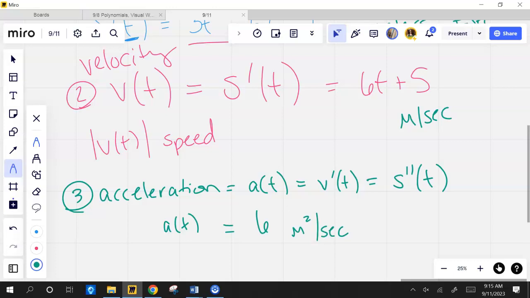No, it won't always be a constant. You keep adding. If I had one more derivative here, it would be meters cubed. If I had another, it would be meters to the fourth.